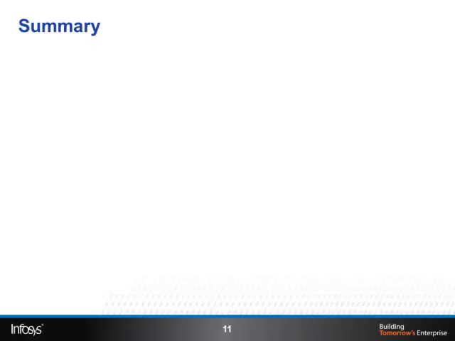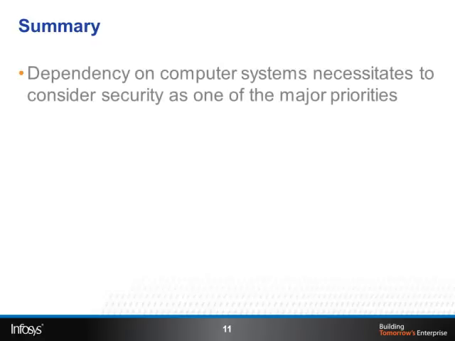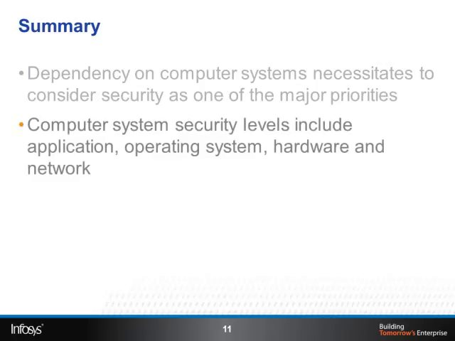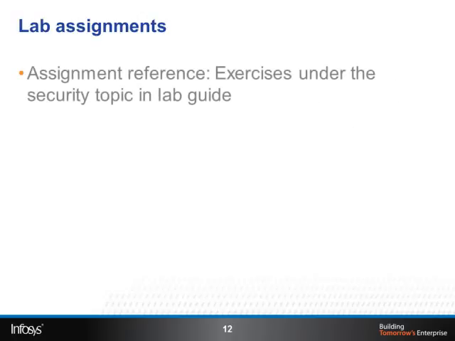To summarize, dependency on computer systems necessitates considering security as one of the major priorities. Computer system security levels include application, operating system, hardware, and network. For hands-on practice, please do the exercises provided in the lab guide under the security topic. This will help you understand the implementation aspects.